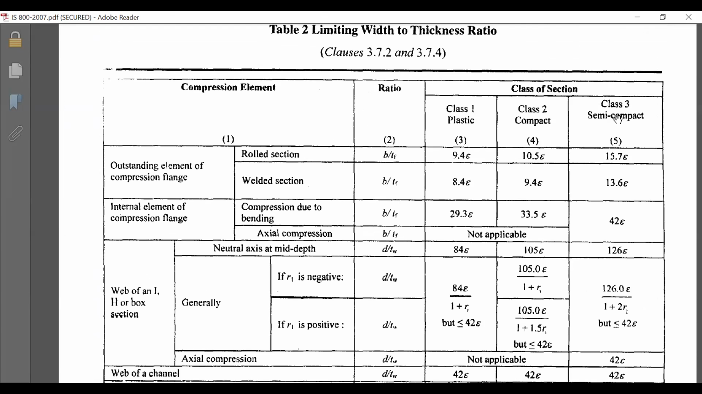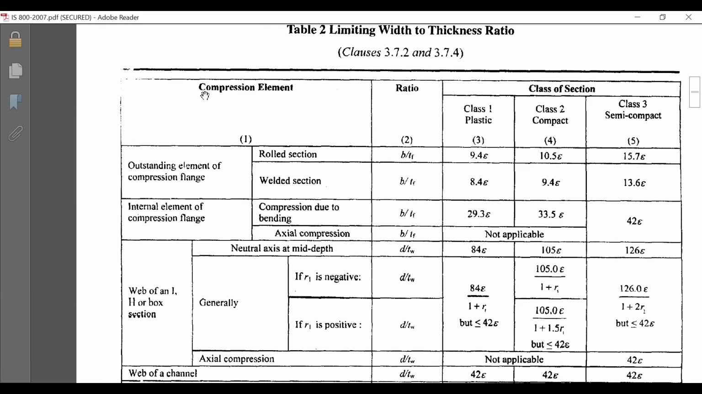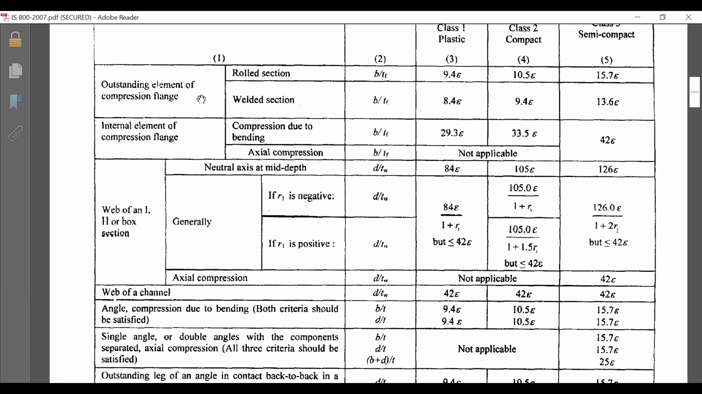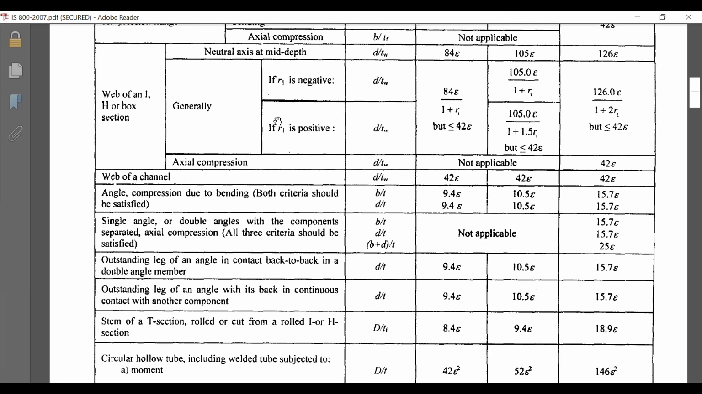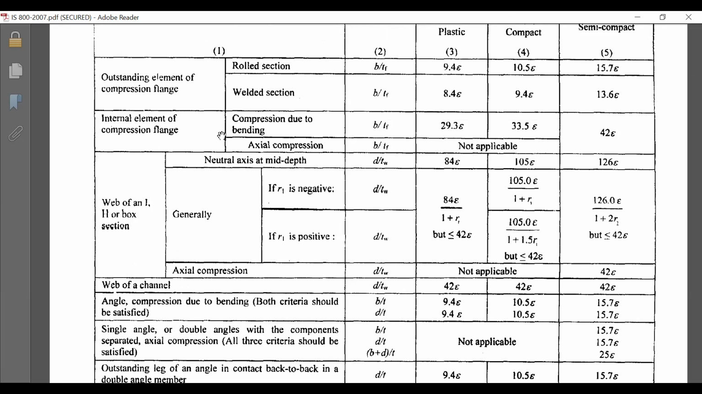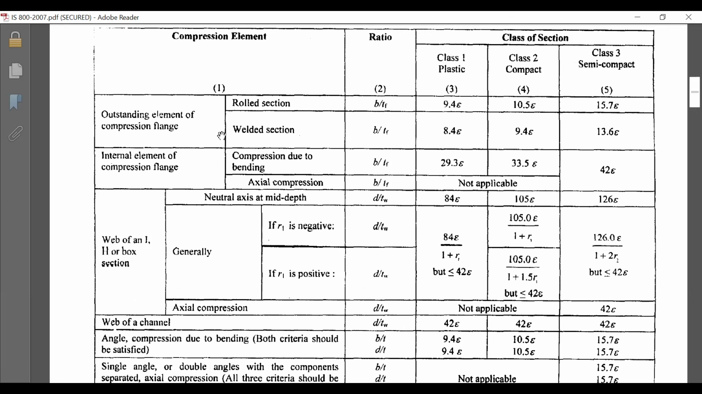Before finding out which class it belongs to, you have the compression element as the first column, and you have the number of categories mentioned here. You have all the different types of sections. Now here, which one are you going to select? You have to be very careful in selecting the section. So what is the type of section? Our section is an I section, particularly a rolled steel I section.